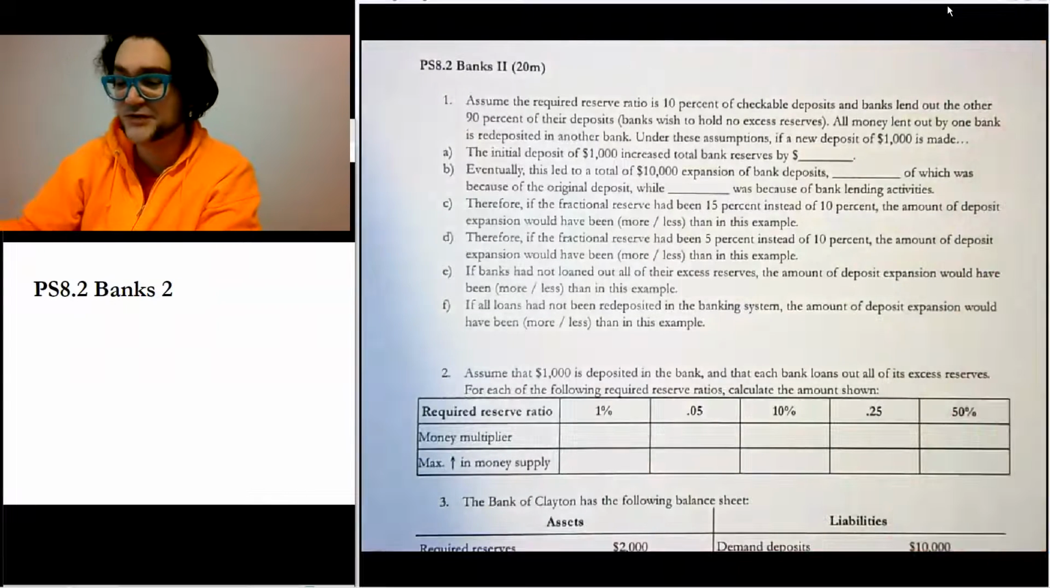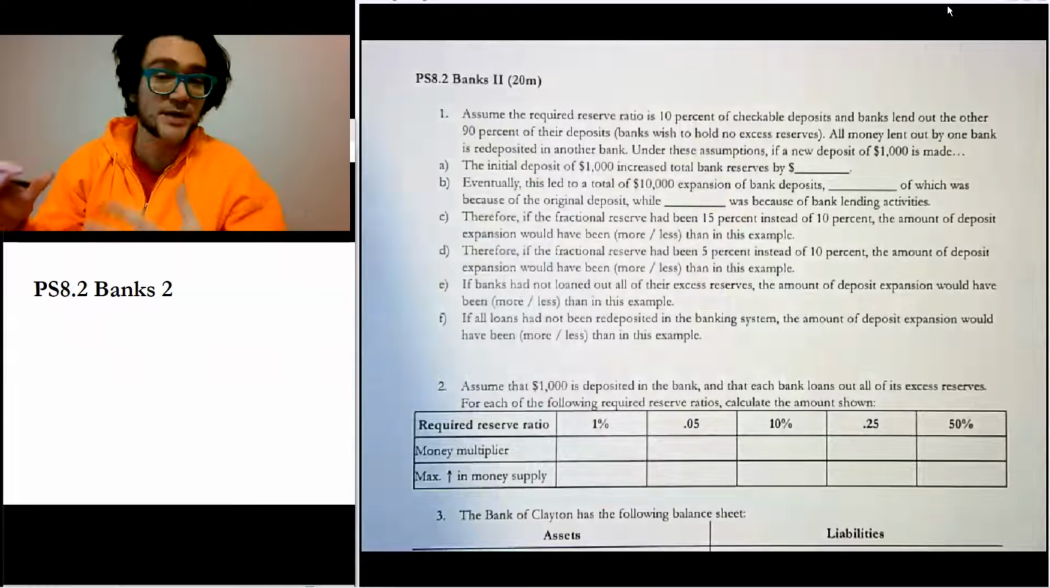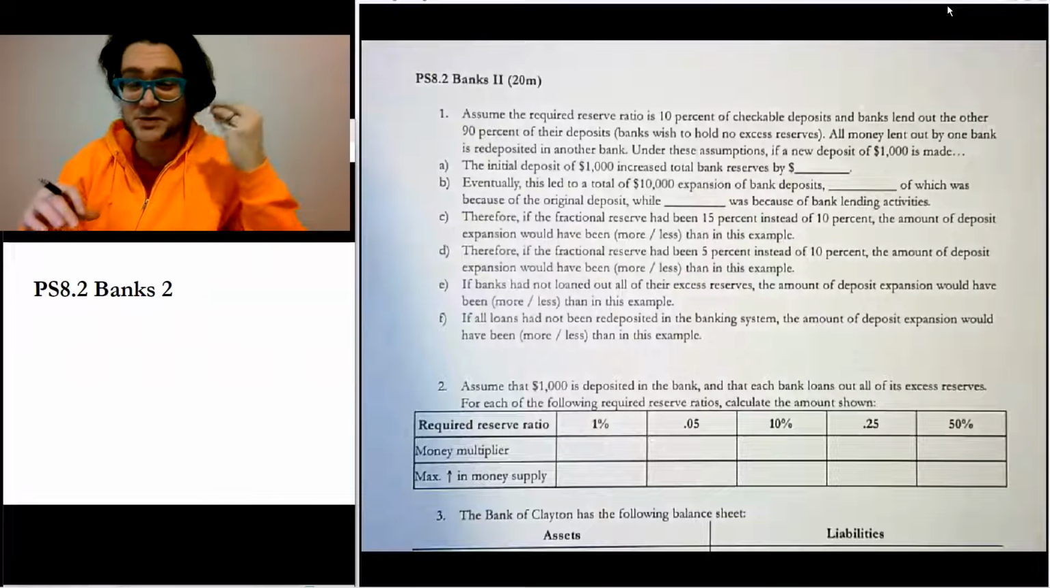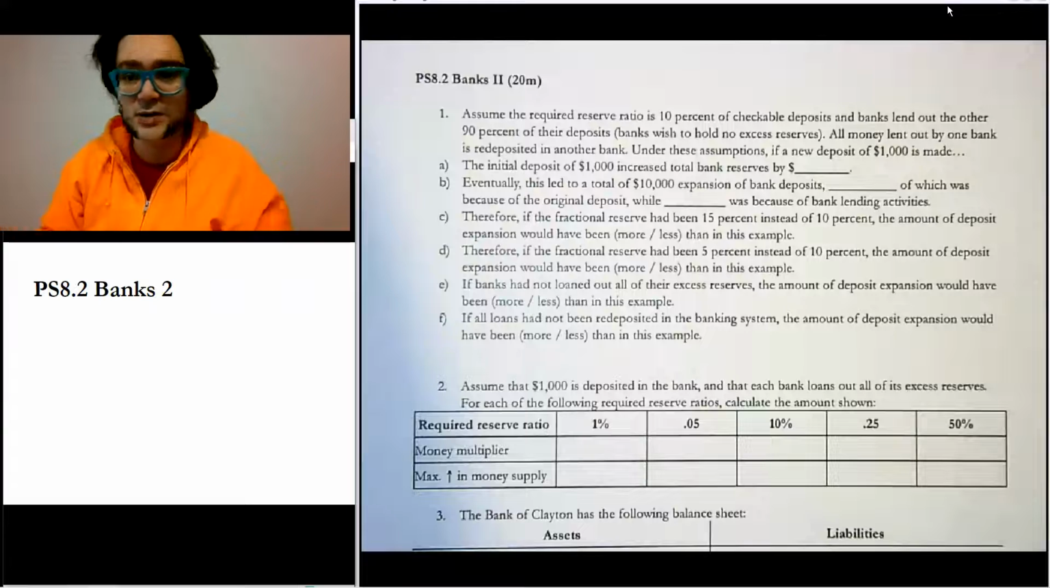Hi there. So in this video, we're going to do some practice on the idea of the money multiplier. It's the same idea that we just talked about, where if somebody deposits $1,000, what happens in the big picture? How do those ripples in the pond work?